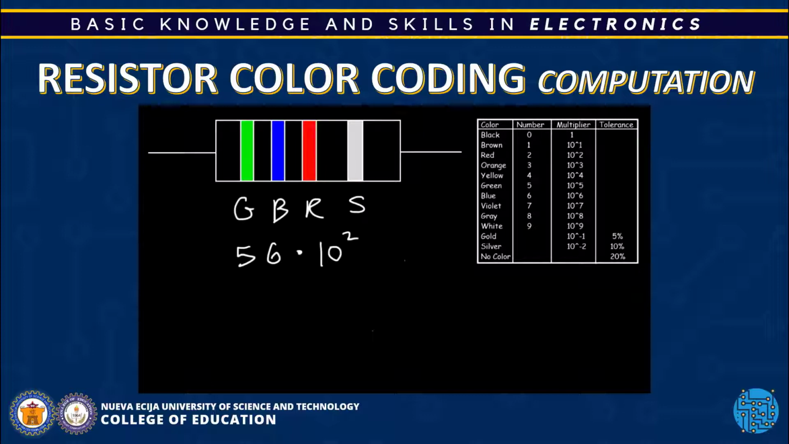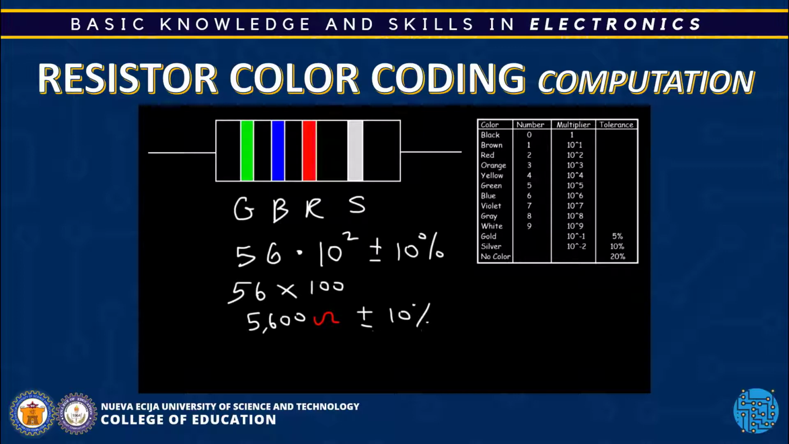And then the last color is associated with the tolerance. For silver, the tolerance is 10%. So it's going to be plus or minus 10%. 10 squared, or 10 times 10, is 100. So 56 times 100 is 5600. So that's the resistance. It's 5600 ohms, plus or minus 10%.